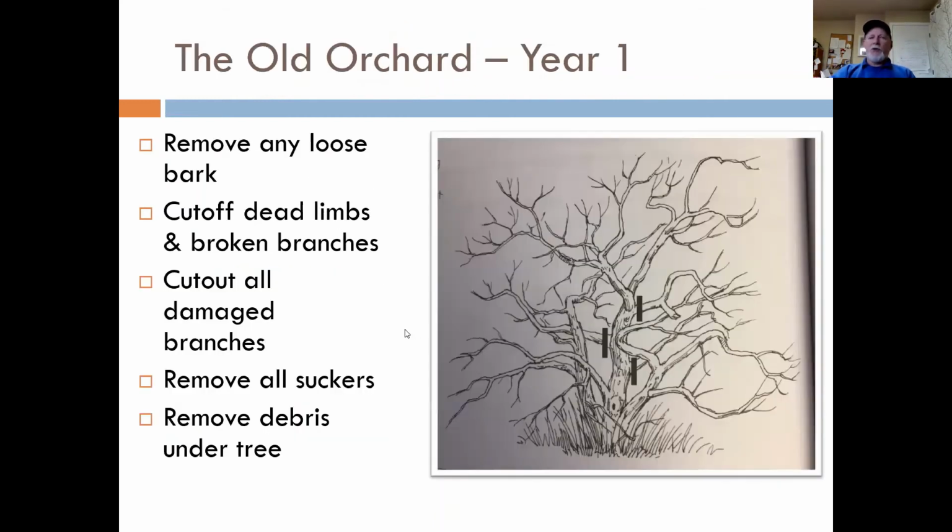So old orchards. Say you've inherited a place and you've got a 40-some-year-old fruit tree that has been neglected for at least 10, and you just don't know what to do with it. This is what we're going to talk about here.